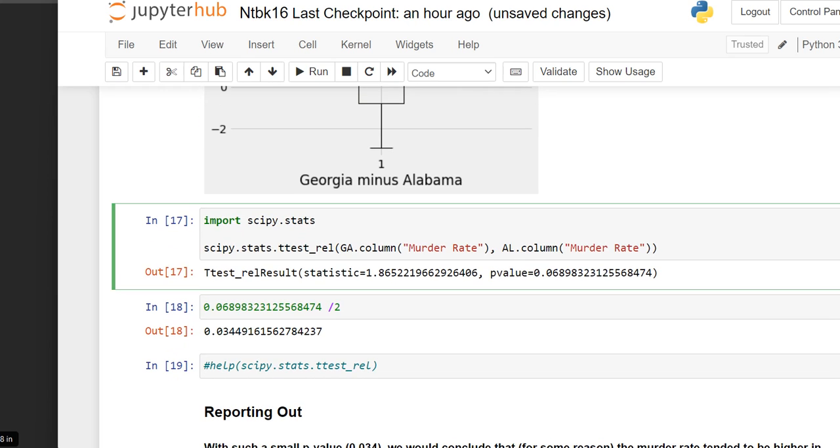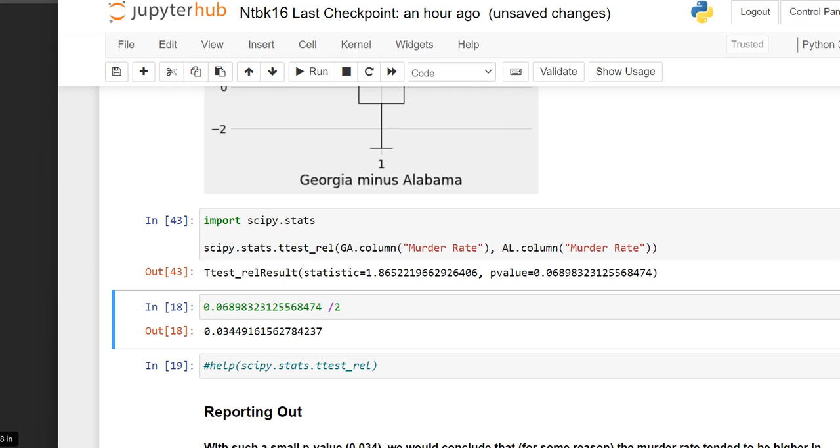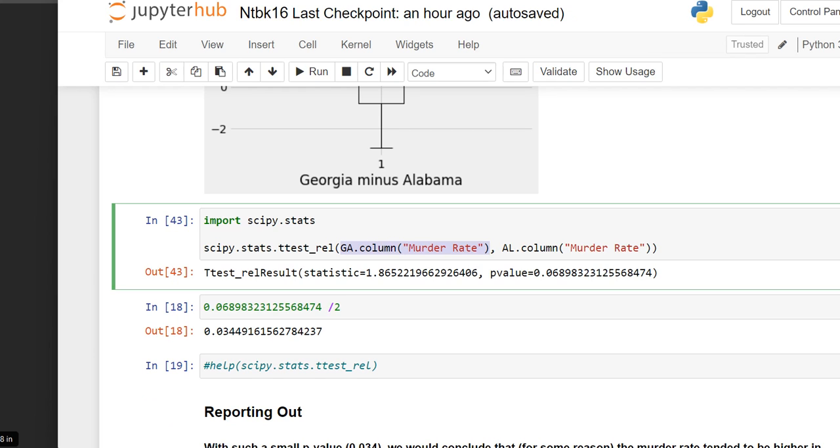Okay, so they run the test, and I'm going to jump back to the PowerPoint slide just to show you what is going on. They're grabbing scipy.stats and it is ttest_rel. That is the dependent samples, the matched pairs t-test. I just tell the computer _rel. Now notice that we have the Georgia rates and we're doing a dot column, so we're getting the murder rates as an array and putting it in the first array here. And we're putting in the second array here.